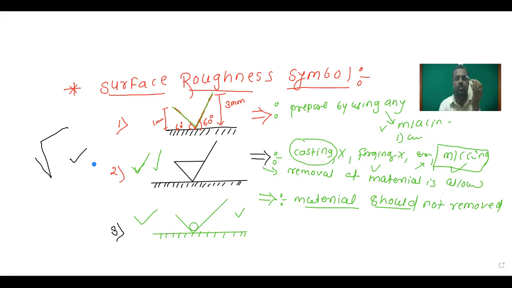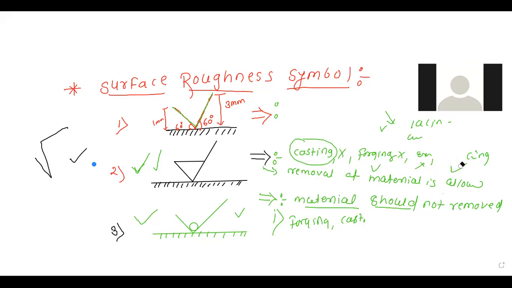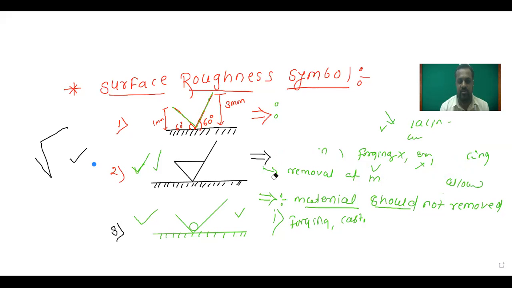Which method should we use here to prepare this pen? Material should not be removed. Yes, you can use forging. You can use casting like this. Do you understand? Once again I will repeat. In casting also extra material is removed, sir? No. Try to understand.